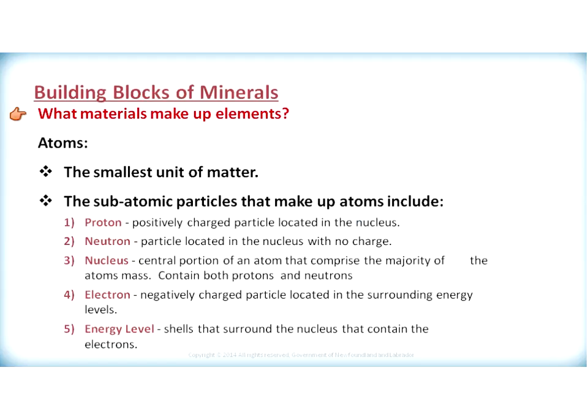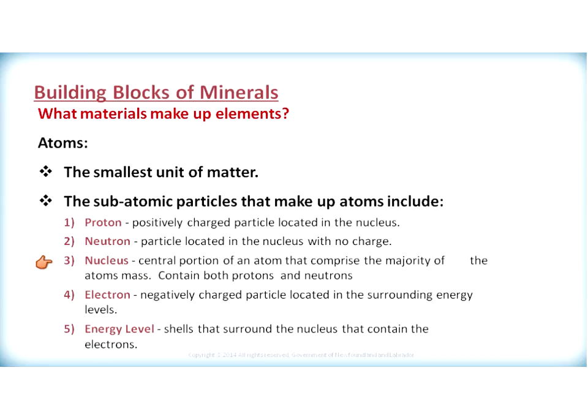Let's look at what makes up elements. Elements are made up of atoms, and atoms are the smallest particles of matter. Atoms consist of 5 subatomic particles that are located within the atom. These include the proton, a positively charged particle located in the nucleus. The neutron is a neutral particle, which is also located within the nucleus.